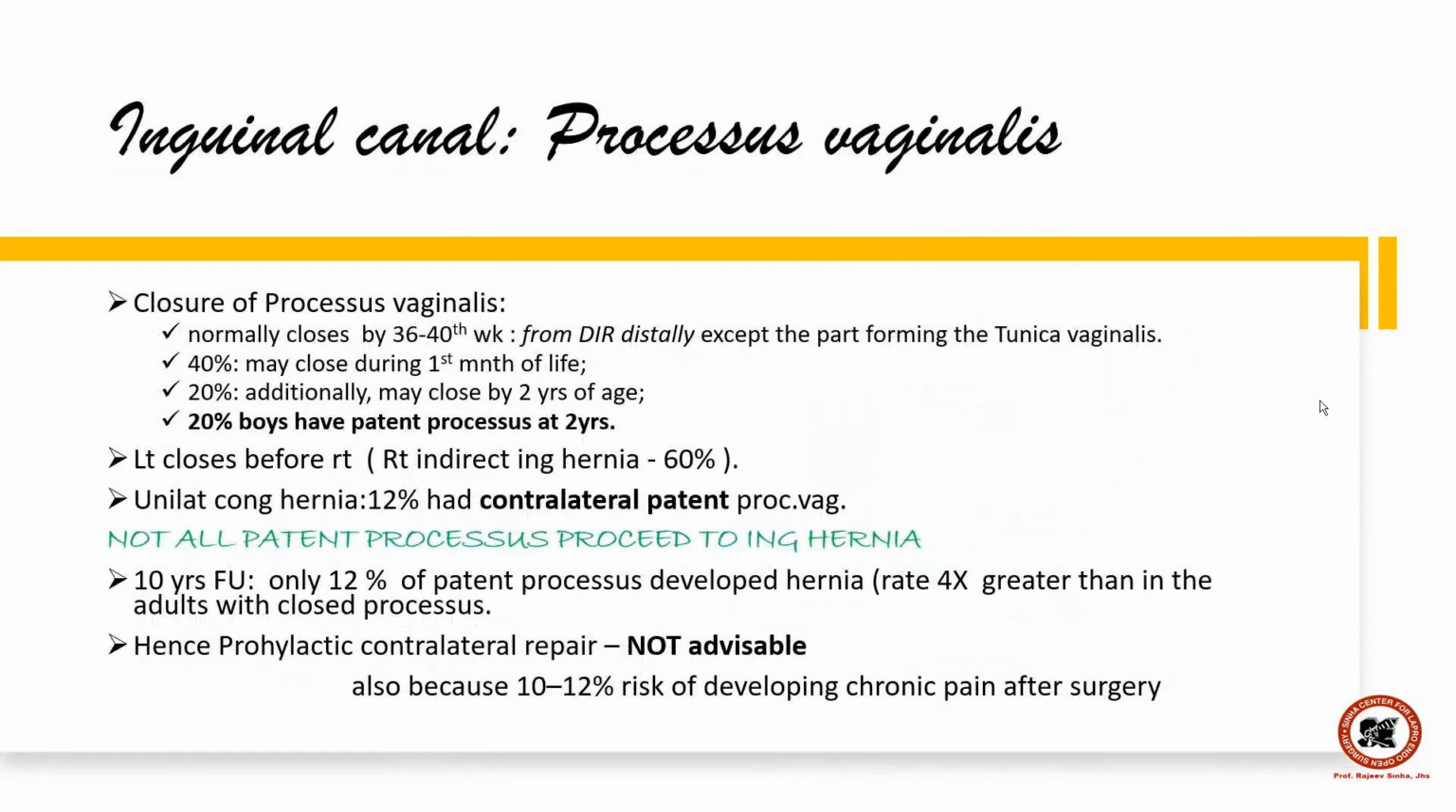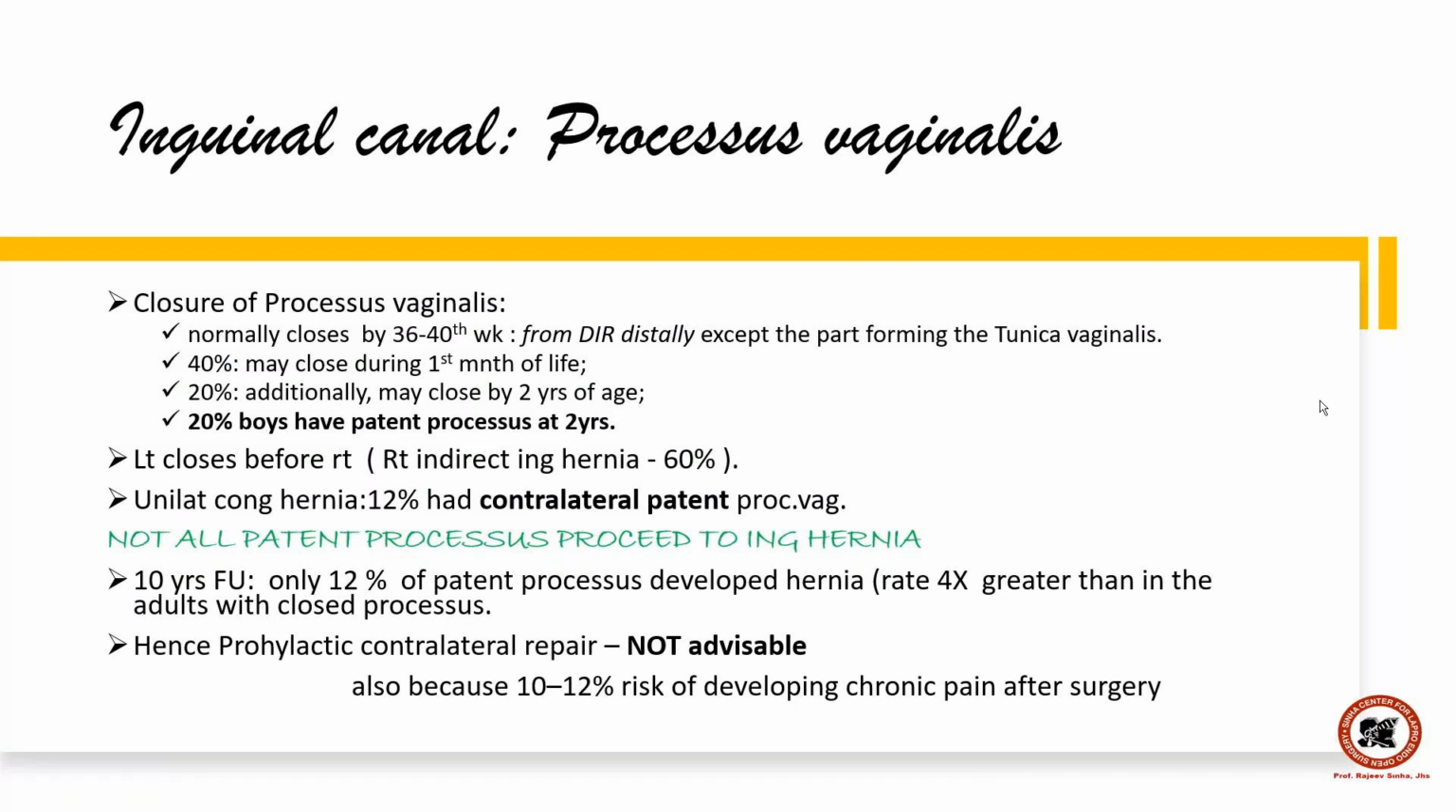Now, a few words on the processus vaginalis, because it's important to understand why patients get congenital hernias. It normally closes at about 36 to 40 weeks, and the closure starts from the deep inguinal ring. That means it doesn't close from the distal-most part going proximally. Instead, it closes at the deep inguinal ring, and from there it proceeds in retrograde fashion up to the tunica vaginalis, which is basically the part around the testis. Now, 40% of these patients may have closure up to the first month of life, and 20% additionally may close by the end of 2 years.